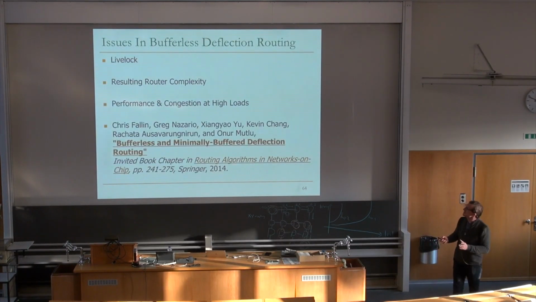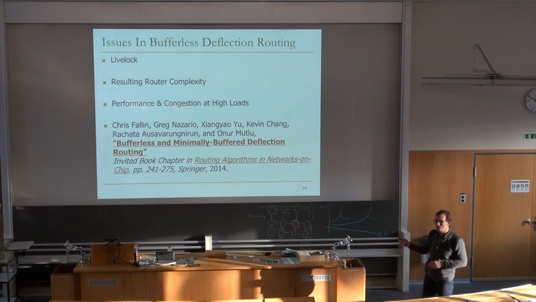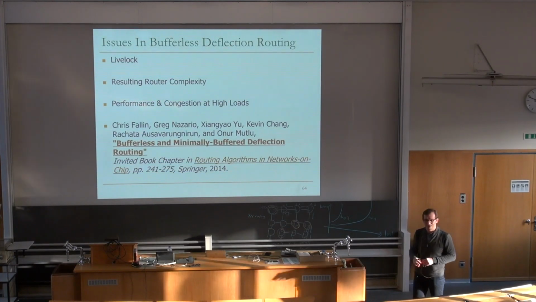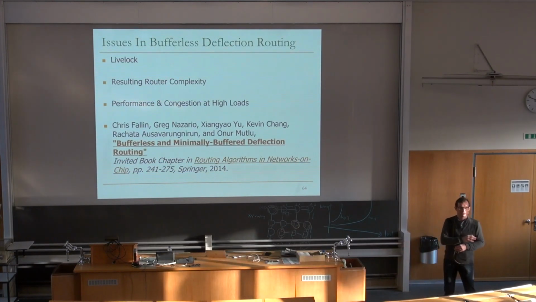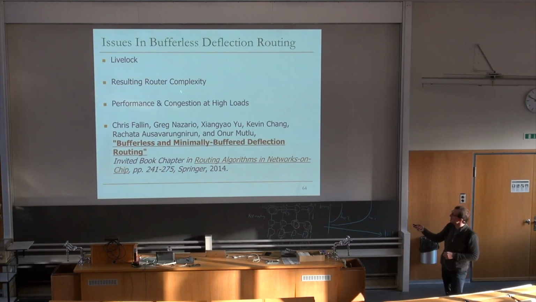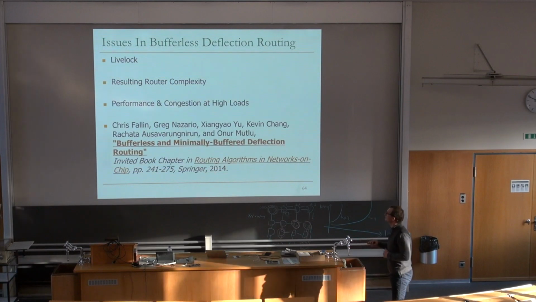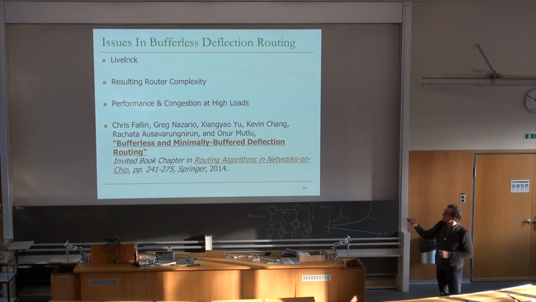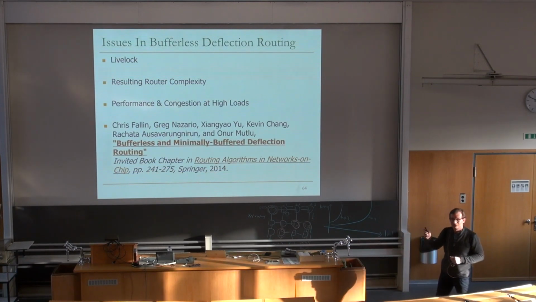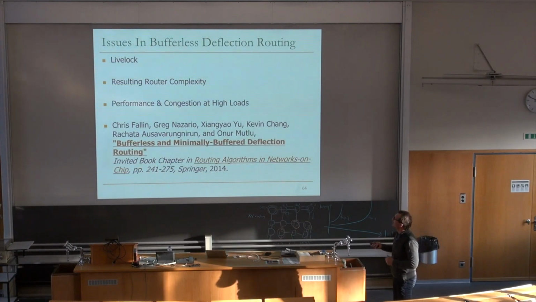So there are a bunch of issues in bufferless deflection routing. Because it's non-minimal adaptive, non-minimal because you can send it to a non-productive output port, you have livelock. You also have router complexity issues, which we will talk about, because you need to solve the livelock problem. Livelock is not easy to handle.